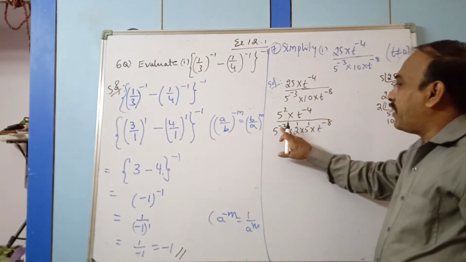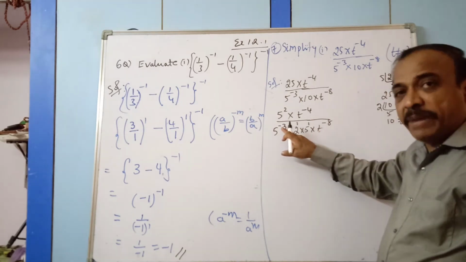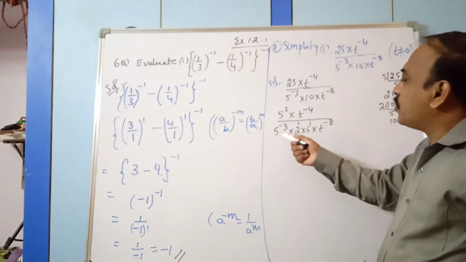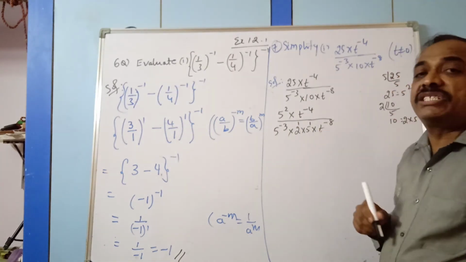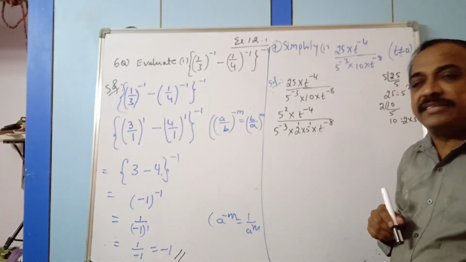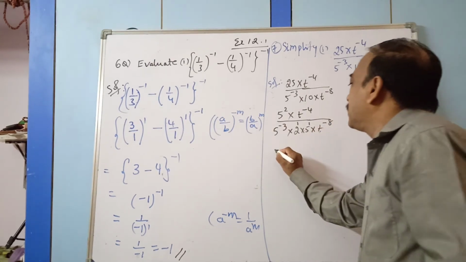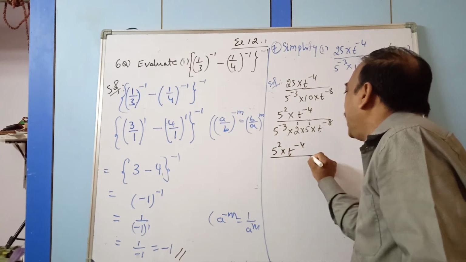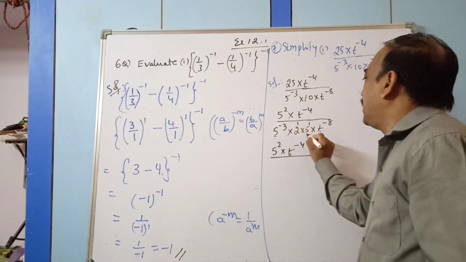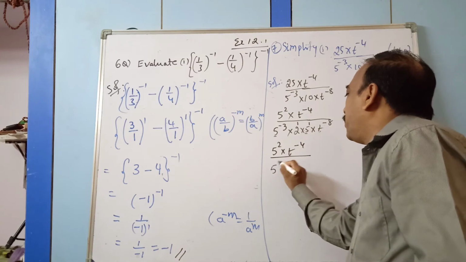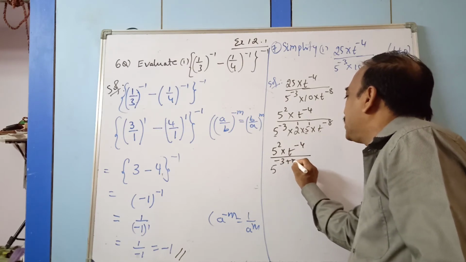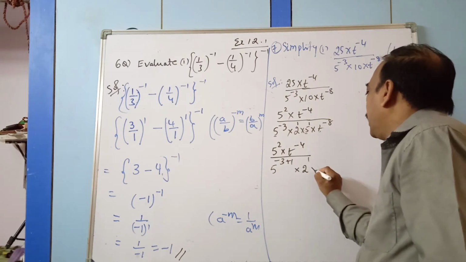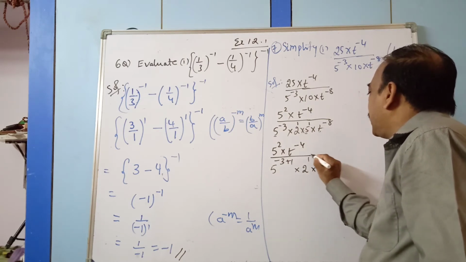I am using a power m into a power n. Of course this is minus, but m and n can be integers. That's what we have discussed. So a power m into a power n can be written as a to the power m plus n. So this can be written as 5 square into t to the power minus 4 by, and this I am taking 5 to the power minus 3 plus 1 into 2 to the power 1 into t to the power minus 8.